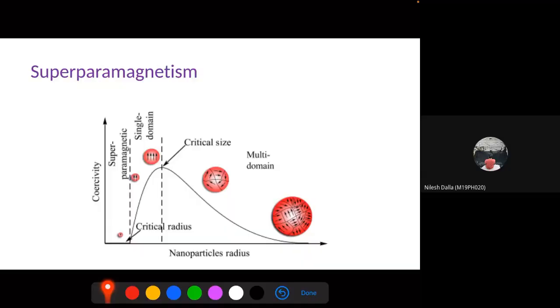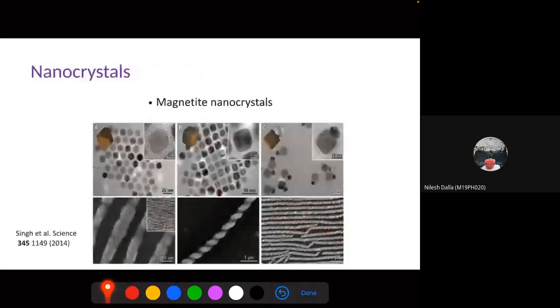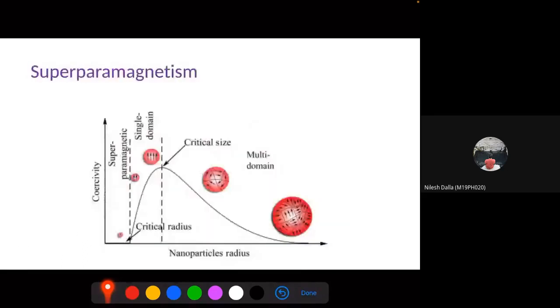So again, this picture shows the same behavior, how coercivity is changing as a function of nanoparticle radius.